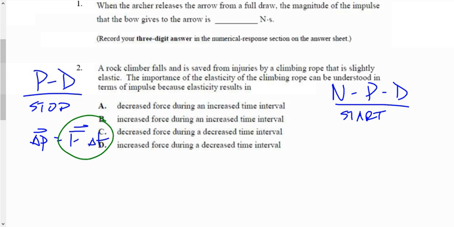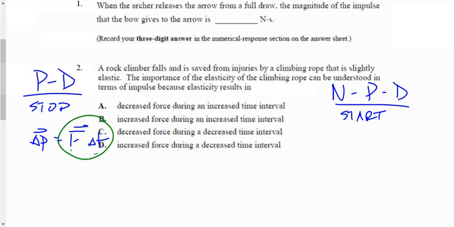If you can increase the time, you will decrease the force. If you decrease the time, you will increase the force. They affect each other. They do not affect impulse. Increase time, decrease force, cushions the blow, cushions an impact. Neither one of them affect impulse, though.